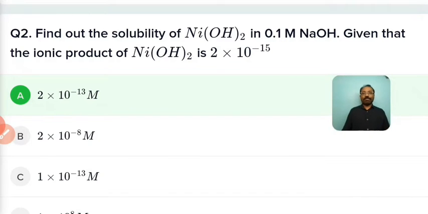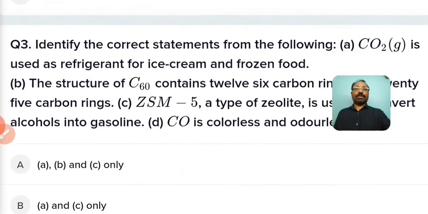It means Ksp equals Ni2+ ion concentration into OH minus ion concentration squared. Here Ksp equals 2 into 10 to the power of minus 15 is given, and that equals nickel concentration into 0.1 whole square. After simplification, you may get the solubility of nickel equals 2 into 10 to the power of minus 13 M. Therefore, the right answer is A. Next, see question number 3.